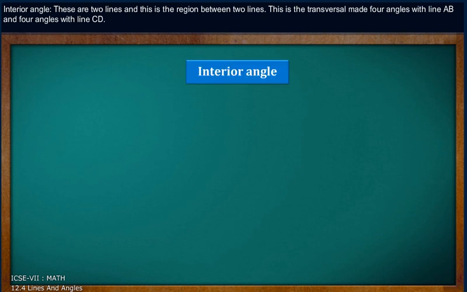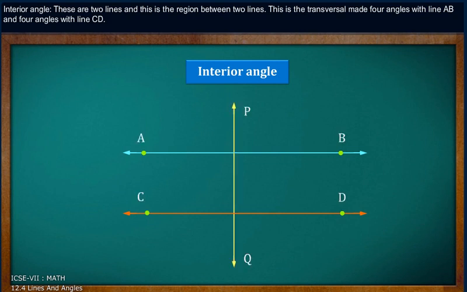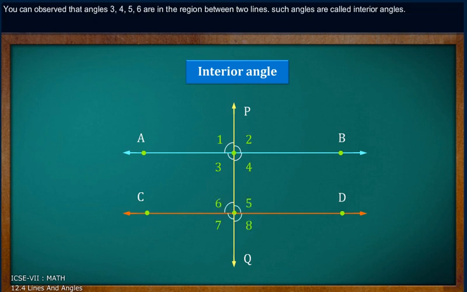Interior angle. These are two lines and this is the region between two lines. This is the transversal, which made 4 angles with line AB and 4 angles with line CD. You can observe that angles 3, 4, 5, 6 are in the region between two lines. Such angles are called interior angles.